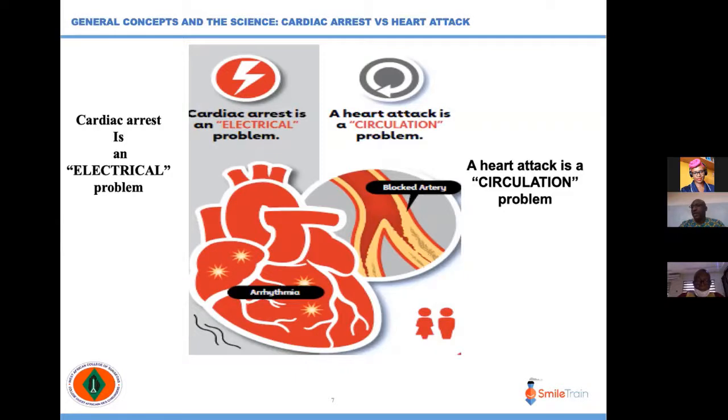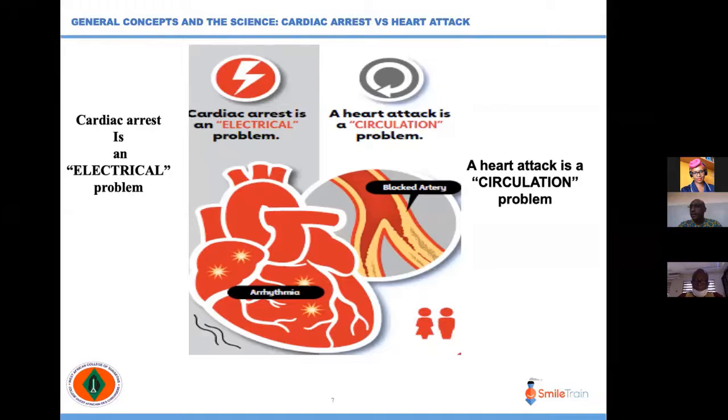Between cardiac arrest and heart attack, there is a link. We can say that most heart attacks do not lead to cardiac arrest. Usually people survive. But when cardiac arrest occurs, heart attack is usually a common cause. There are obviously other heart rhythm disturbances that lead to cardiac arrest. This is a foundational truth, because what we're going to discuss later, the science, is based on the consideration that cardiac arrest is basically an electrical problem.